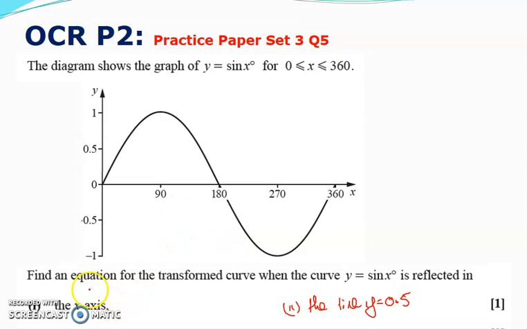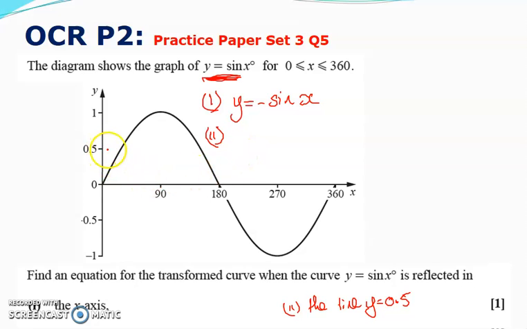So find an equation for the transformed curve. All right, and so I've got a curve. This is quite a gentle one, really, in comparison. I transform it so that it's a reflection in the x-axis. So part 1 will just say y equals minus sine x. It reflects up and down, so the minus is there. Part 2, which is reflection in the line y equals 0.5.